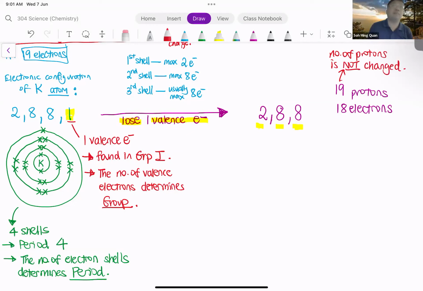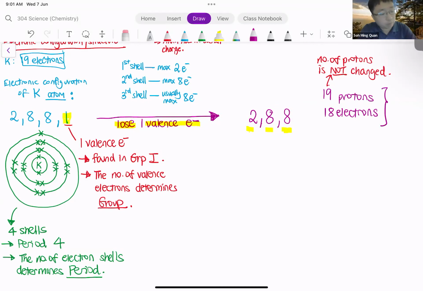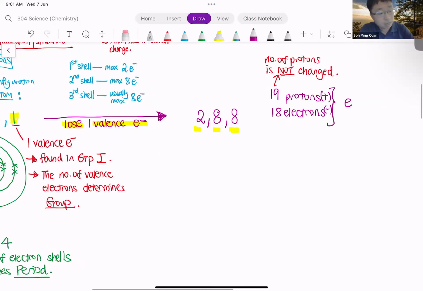So potassium, even after losing that one valence electron, still has 19 protons. The protons never changed. Okay? So what does this mean? This means that if I start totaling up, proton is positive, electron is negative, 19 plus, 18 minus. So if you look at it, now it has more protons, fewer electrons. Electron is less than proton. So this results in a positive ion.